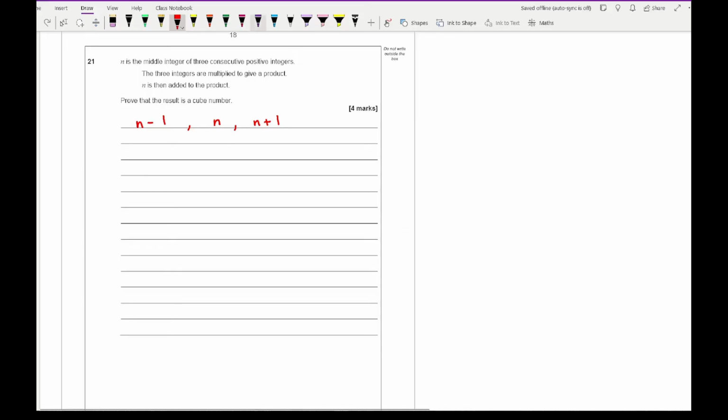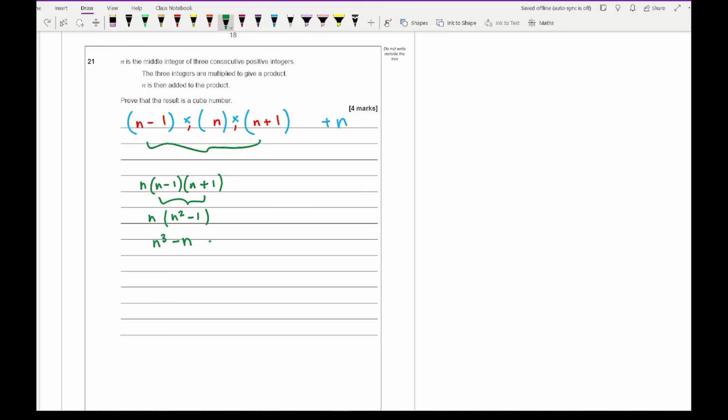Now to work out the product, I need to multiply those 3 numbers together. And then what I need to do is add n. So working out what this is combined, let's just write it out. I've got n minus 1, n plus 1, so this is going to give me n squared take away 1, because it's the difference of 2 squares. So all in all, this then becomes n cubed minus n.